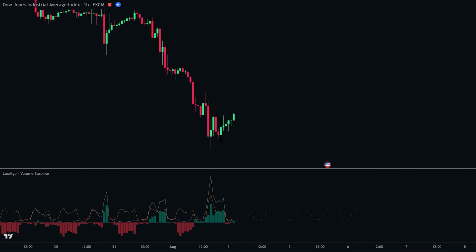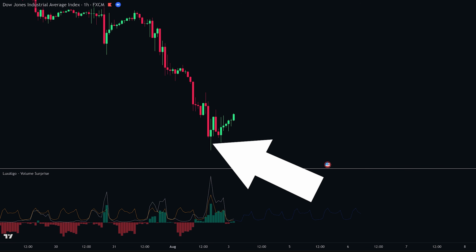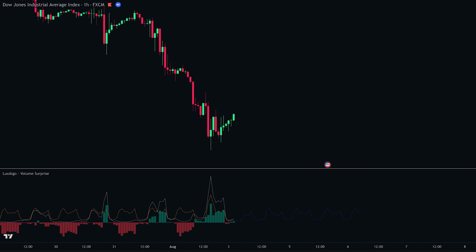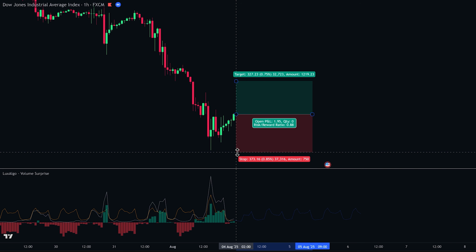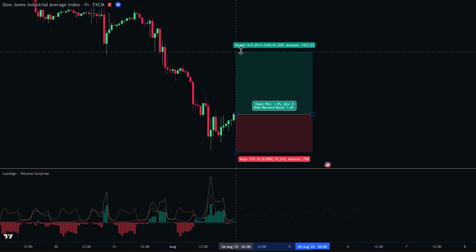For a buy setup, the same logic applies, but in reverse. Look for a massive green spike at the bottom of a downtrend or near a support level. If price forms a rejection wick or a small bullish candle after that spike, it signals that sellers are exhausted and strong buying is stepping in. Wait for the next bullish candle to close above the rejection area, then enter your buy trade. Place your stop below the low of the spike candle and target the next liquidity zone above.